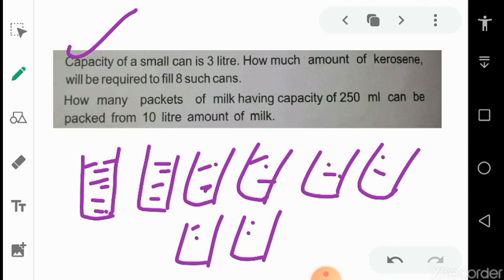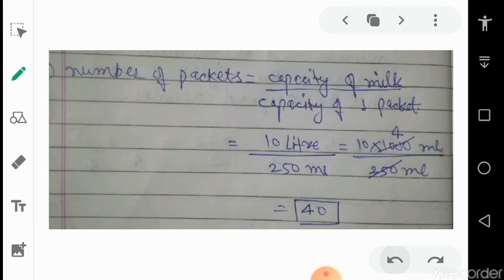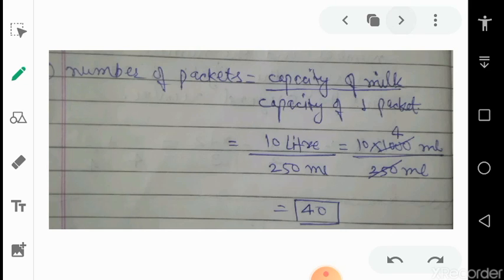Here is this question, which is very important. How many packets of milk having capacity of 250 ml can be packed? So here we want to find the number of packets and the capacity of one packet is given, and we have the total capacity of milk, that is 10 liter. In this case we will divide the total capacity by the capacity of one packet. So we divide 10 liter by 250 milliliter in this way.